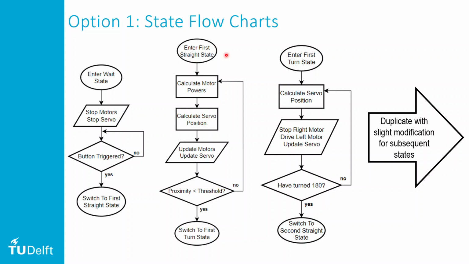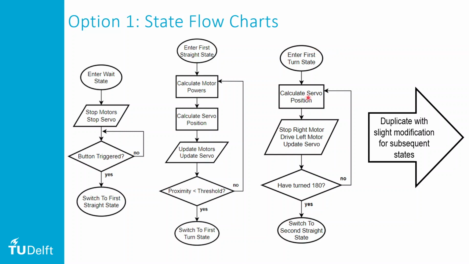Okay, so in the first straight state, this is very similar to how it was in the easy. We start, we calculate the motor powers, we calculate the servo position, we update the motors and servo with those. Then we check whether we see something within the required distance. If we don't, we go back, we recalculate, and we check again. And eventually when we do see something, we switch to the first turn state.